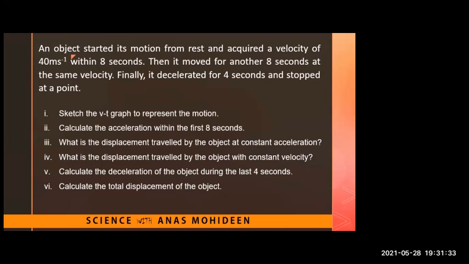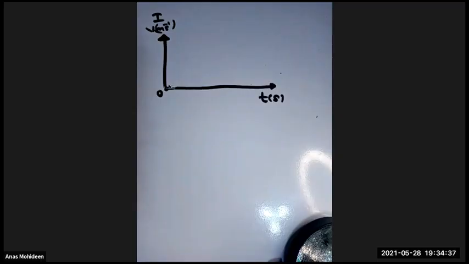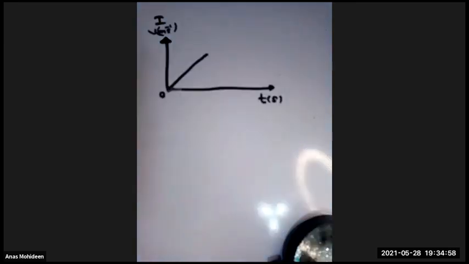Now, the first part of the question says, sketch the VT graph to represent the motion. So now we are going to draw the VT graph, the velocity time graph. Since the object is starting from rest and acquiring a velocity of 40 ms-1, it is said to be uniform acceleration. Here, there are 2 methods to use. One, we can represent each and every point, that means 1, 2, 3, 4, 5, 6. Or else, we represent only the data given in the question. I'm going to choose the second method. It is the easiest way.